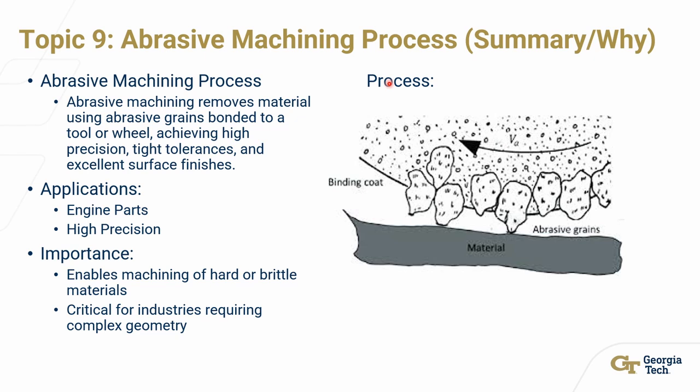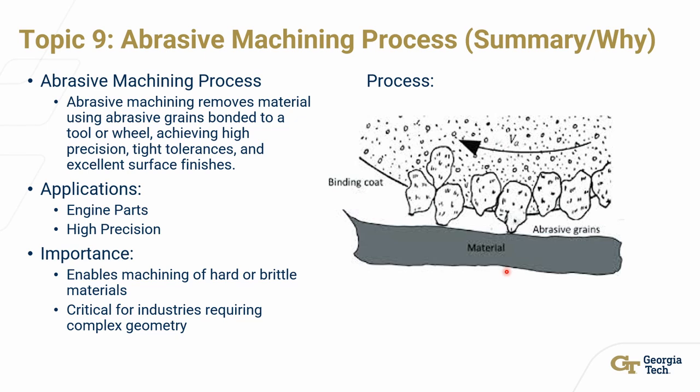The abrasive machining process is a technique that uses tools embedded with abrasive grains to grind, cut, or polish a material. It has many applications and is especially used for high precision parts such as engine parts. As you can see in this little diagram, both the material and the abrasive grains will ultimately be reduced or damaged in the process. However, these abrasive grains under the binding coat can last for a while and leave the material with an amazing smooth polished finish.